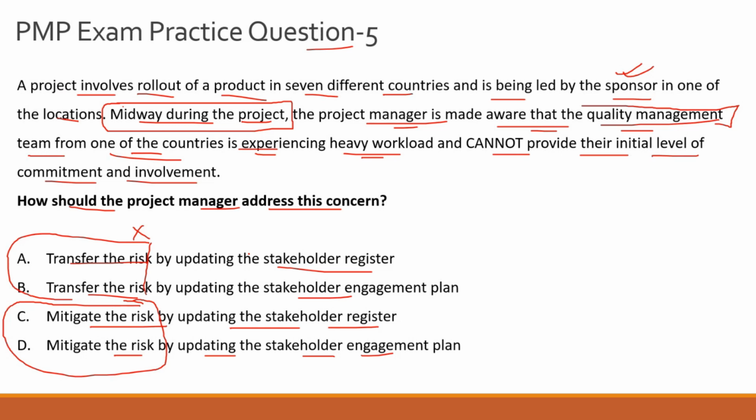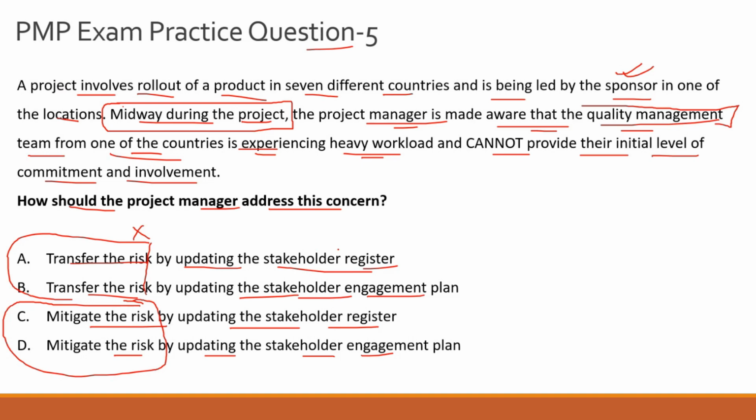However, in this scenario, it is not reasonable to assume that you transfer a risk, or buy an insurance product, or pay someone to take the ownership of your quality management team from one of your locations not getting involved. That doesn't happen that way. So that's the first part of the argument. Now the second part, and I think this is the stronger reason for rejecting option A and option B: you do not transfer a risk by updating the stakeholder register. You do not transfer a risk by updating the stakeholder engagement plan.